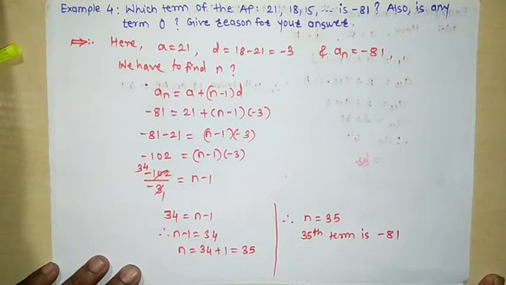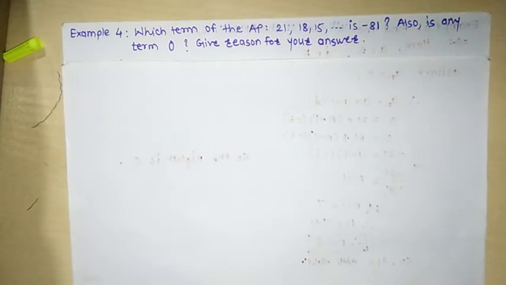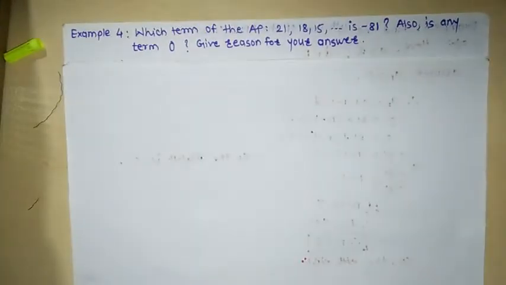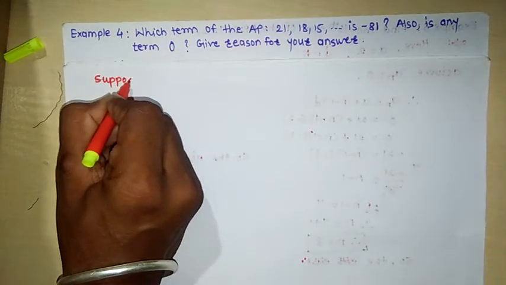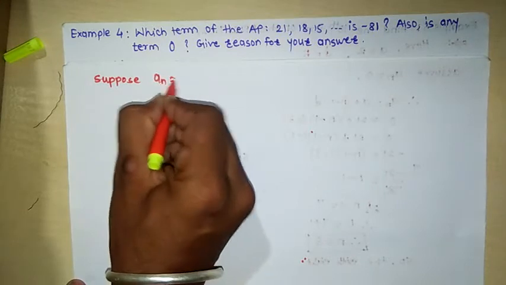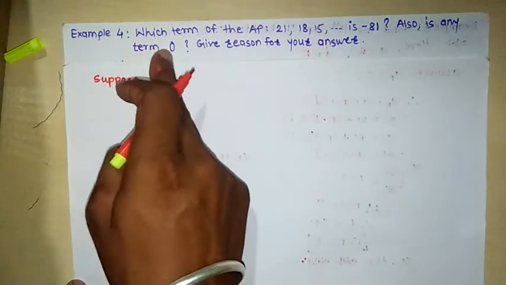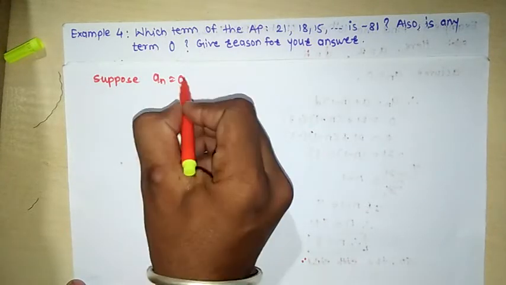And also we have to check, is there a term 0 in this sequence? Is there a term 0 or not in the AP? Now we have to check whether any term is 0. To check this, first we have to consider, suppose an is equal to 0, that the nth term is 0. To check whether there is a term 0 or not in the arithmetic progression, we have to consider an is equal to 0.